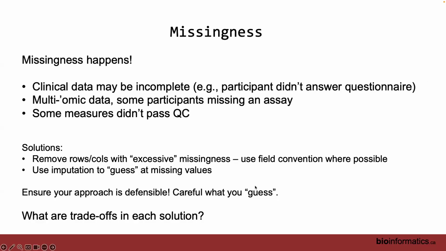So what do you do if you have missingness, right? One thing you can do is come up with a metric for what you consider excessive. Patient has less than half the data or whatever, you remove it. Try to stick within your field conventions, because at some point you're going to want to publish this, right? So make it defensible. Or you can use techniques such as imputation, which help guess at the missing values, okay?